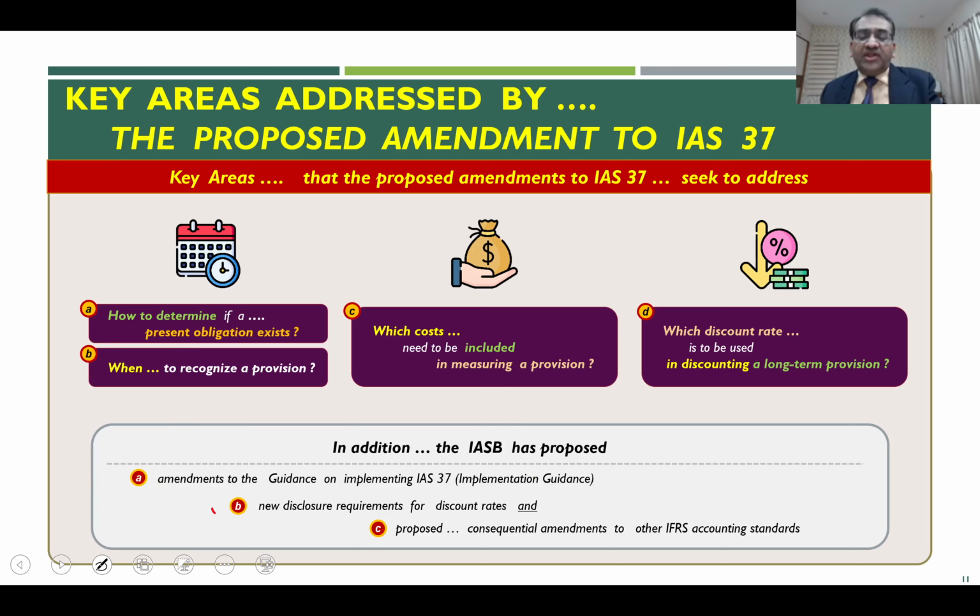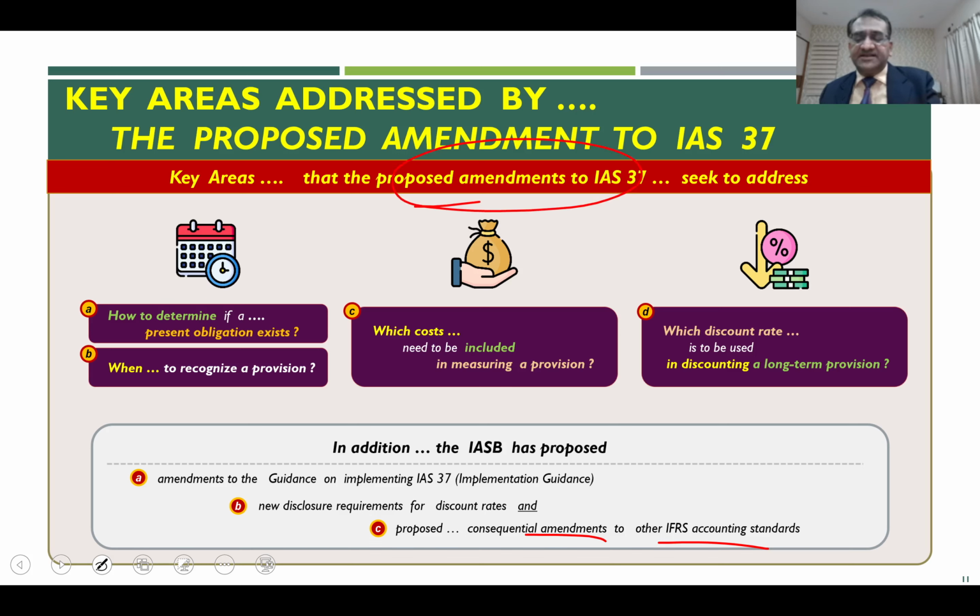And then there are new disclosure requirements. For example, with respect to which discount rates you are using, there will be a new disclosure requirement with respect to the discount rate which is being used by an entity in measuring the provision. And also consequential amendments to other IFRS standards are proposed because of the amendments which are contemplated for IAS 37.